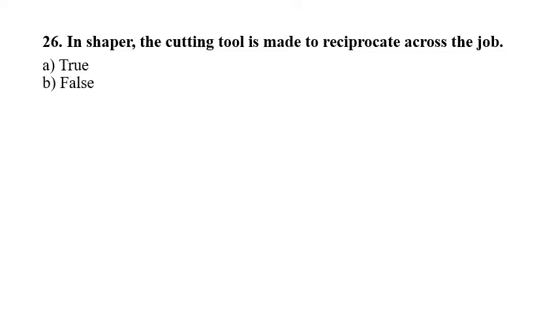Question number 26. In shaper, the cutting tool is made to reciprocate across the job. True, false? The answer will be A, true. The cutting tool is made to reciprocate across the job in case of shaper. So the answer is true.